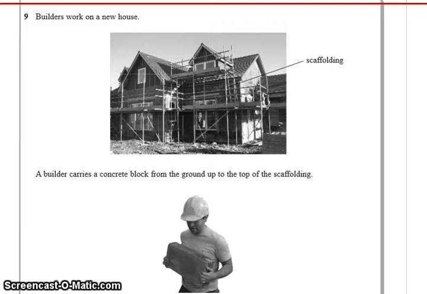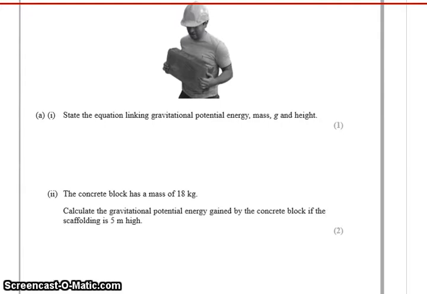Okay, question 9. So we've got a builder who's working on a new house, and he carries a concrete block from the ground up to the top of the scaffolding. And you're being asked to state the equation linking GPE, mass, G, and height. Now, I would always use the symbols that they give to you. I'm just going to do it shorthand here. But gravitational potential energy is equal to mass times gravitational field strength, acceleration due to gravity, and times height.